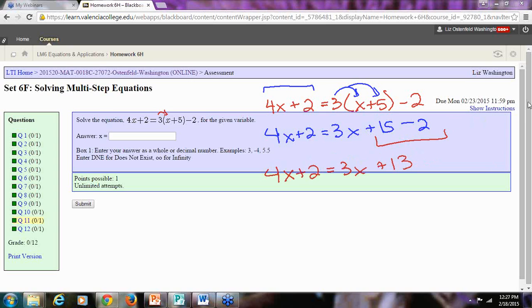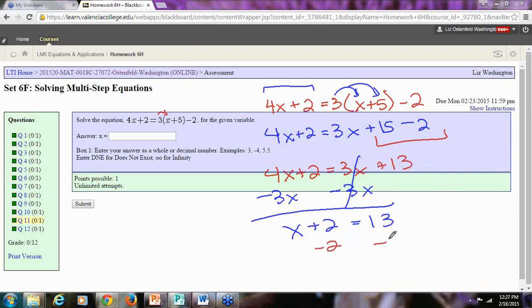Now that I'm here, now I can worry about getting the x on the left and the numbers on the right by doing the opposite operation. So I'm going to get 3x moved over, and then I'm going to get rid of the 2 by doing minus 2. So I'm left with x is positive 11 as my final answer.